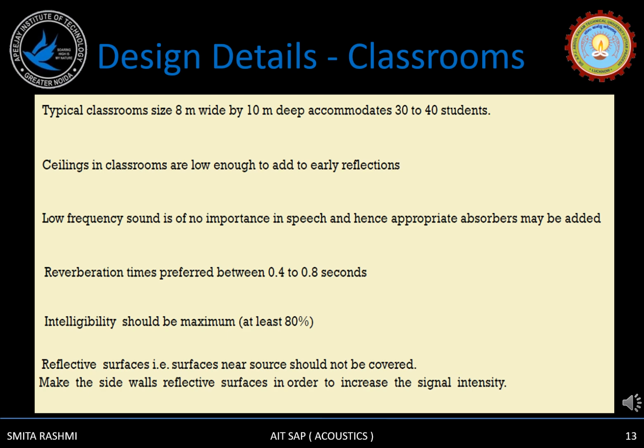Intelligibility, which we have already discussed, is about the clarity of sound, and that should be maximum. That means at least 80% of the words or syllables should be clearly heard by the listeners. Then it comes under speech intelligibility. Reflective surfaces: surfaces near the source should not be covered and should be reflective in nature. There shouldn't be any absorptive surfaces near the source.